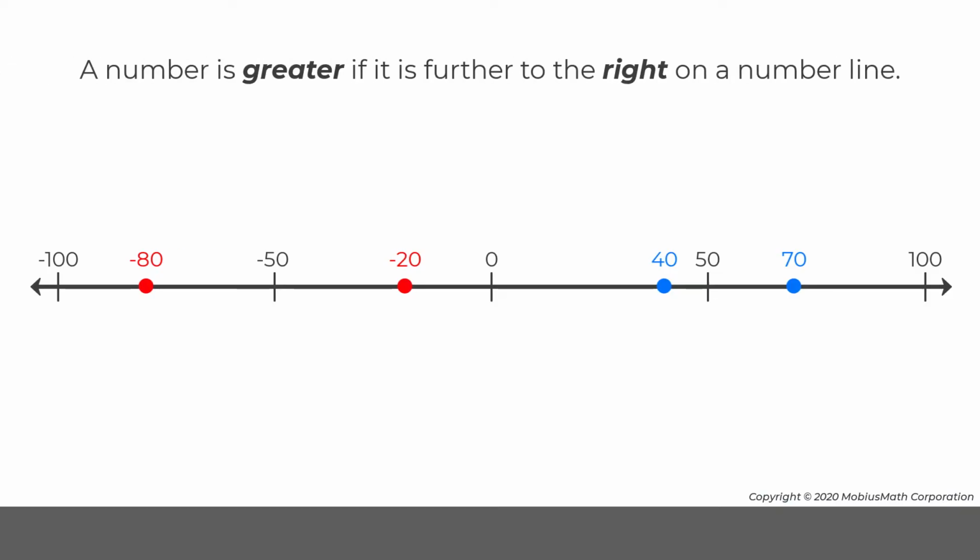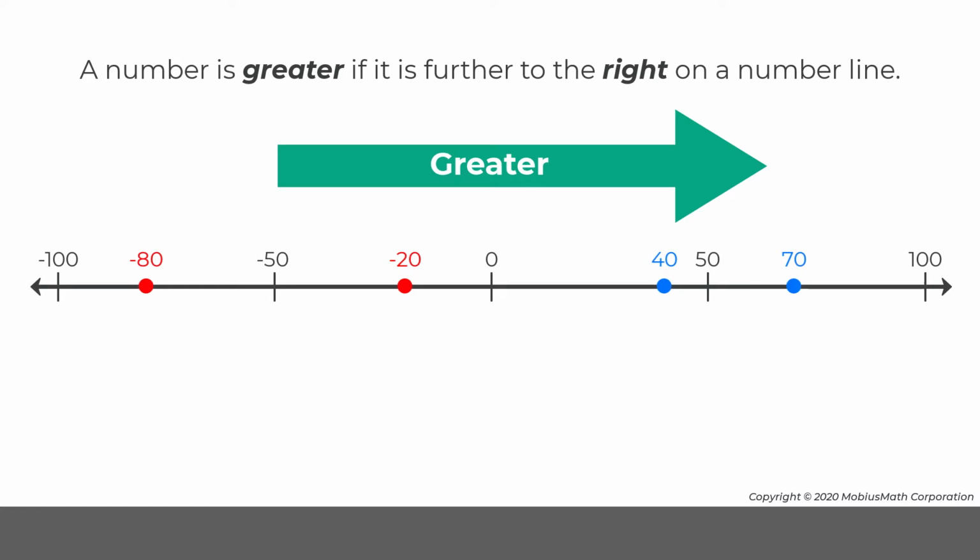A number is greater if it is further to the right on a number line. For example, the points on this number line show that negative 20 is greater than negative 80 because it is further to the right on the line.